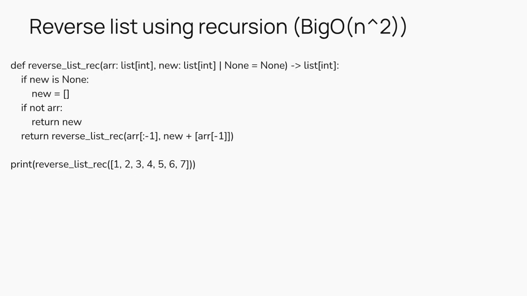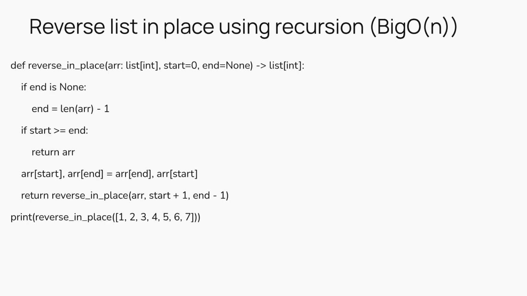This code shows reversing a list using recursion. Because a new list is created in each recursive step by list concatenation, this leads to a time complexity of O(n squared). To improve efficiency, this function reverses the list in place using recursion. By swapping elements at the start and end indices in each step, the complexity is reduced to O(n).